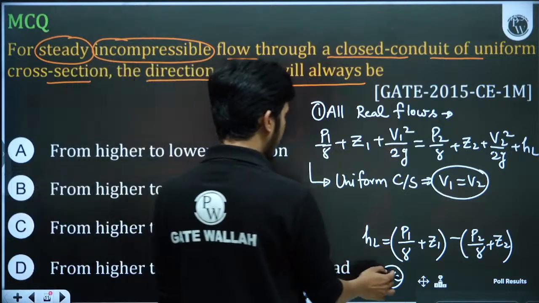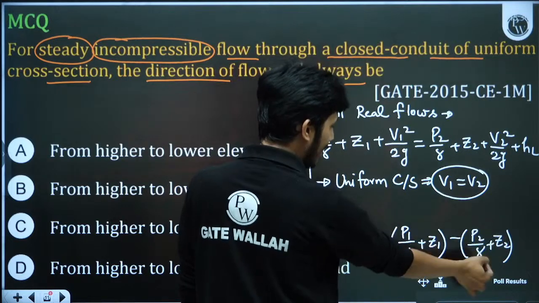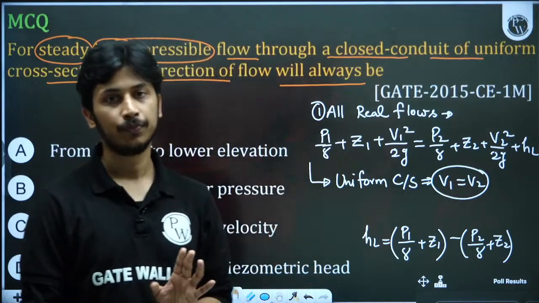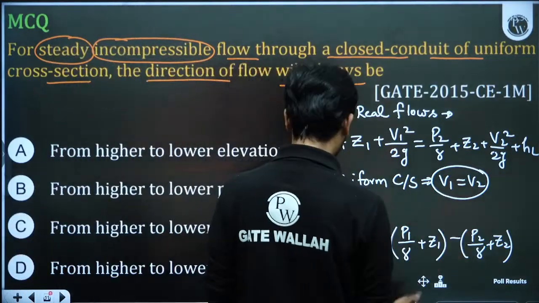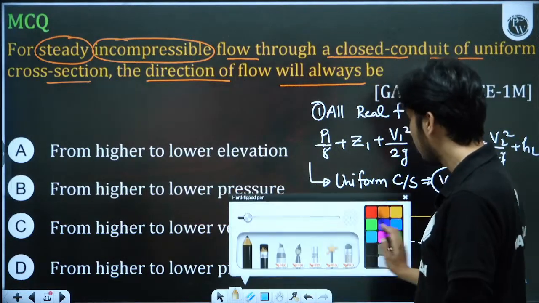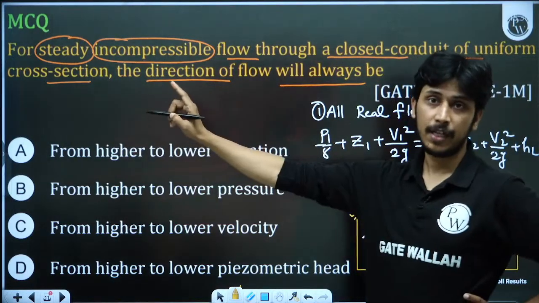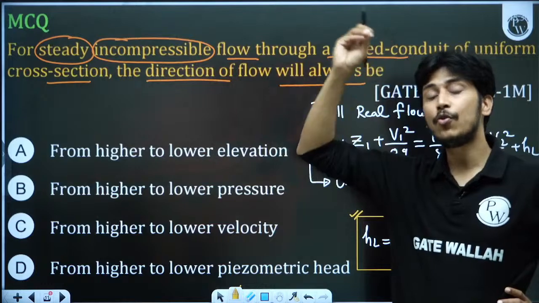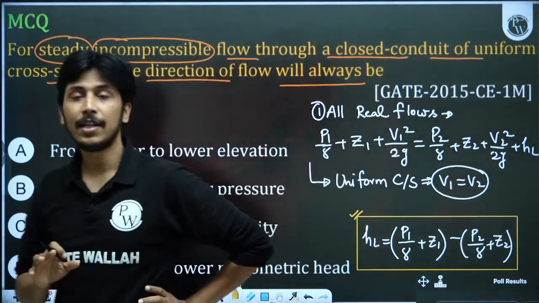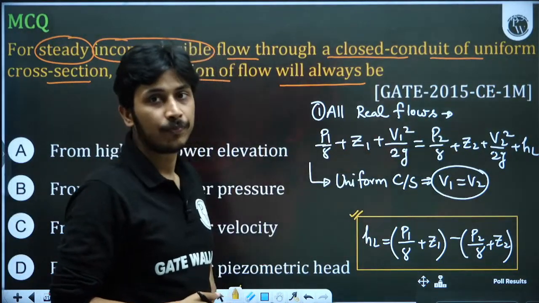If this value is more and this value is less, then the flow will happen from 1 to 2. If this is more and this is less, then from 2 to 1. Flow will happen in the direction where the head loss is positive. So if the velocity is constant, then it will flow from higher piezometric head to lower piezometric head. And always remember, if it is not written that the flow is of uniform cross section, then you will say from higher total head to lower total head. Getting my point?